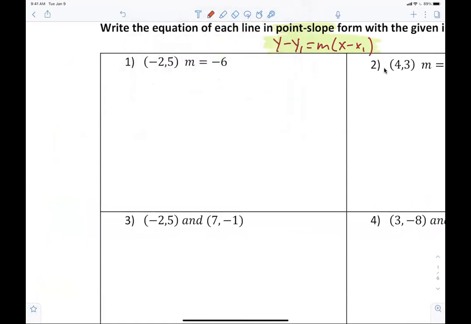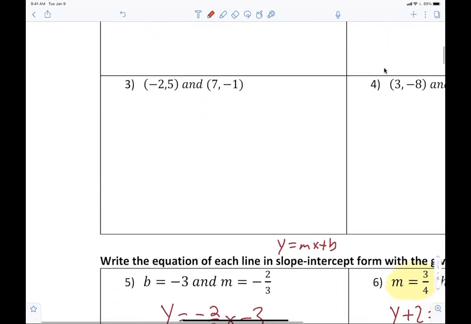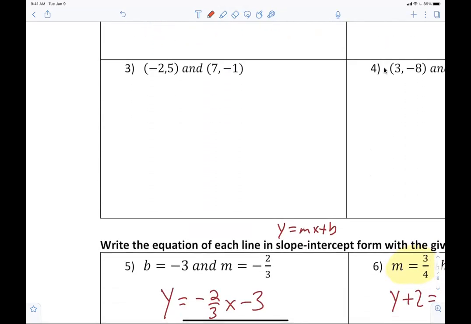So who's going to start us with number one? Go. So y minus 5 equals -6 parentheses x plus 2. That's how simple. Thank you.